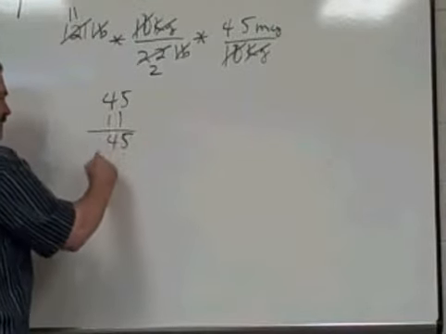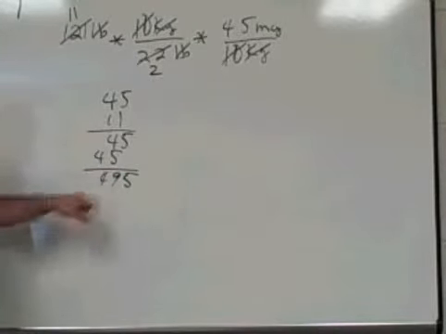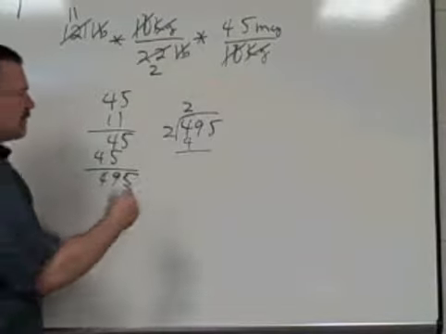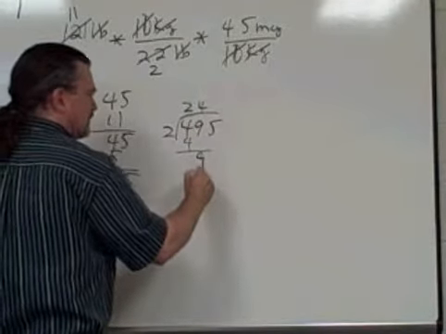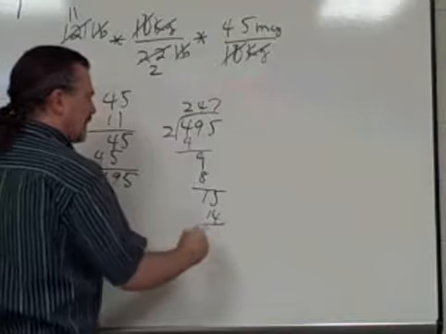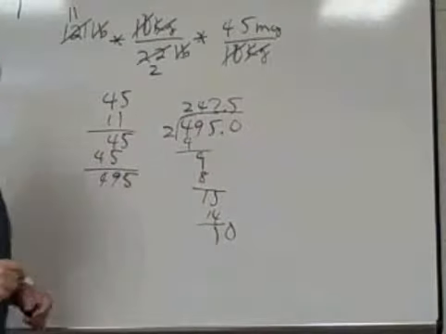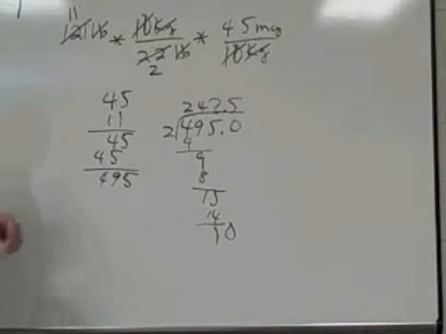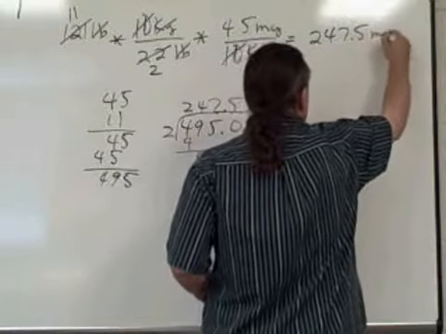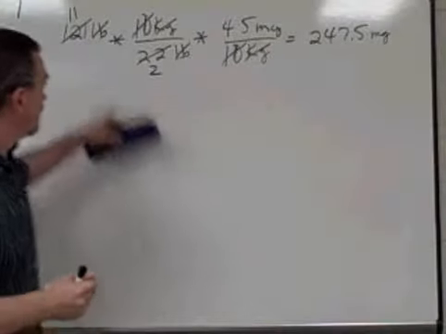1 times 45 is 45. 1 times 45 is 45. So we have 495, which we now need to divide by 2. 2 times 2 is 4. Bring down the 9. 2 times 4 is 8. 2 goes into 15 7 times. And if we took it out to a decimal place, we would terminate at 247.5. So that's how many milligrams of the drug the patient should receive based upon the patient's weight.